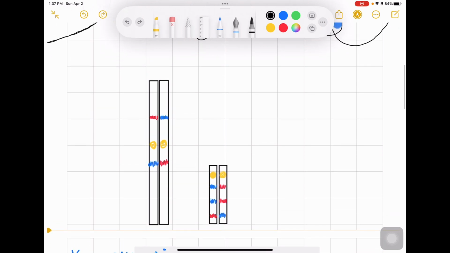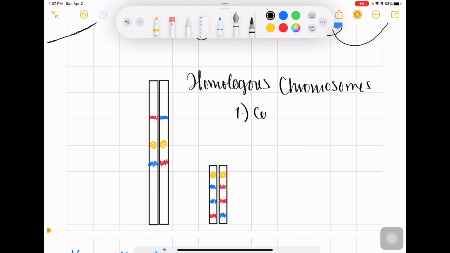Okay, so now we're going to be going into a little bit about homologous chromosomes. So what are homologous chromosomes? There are two chromosomes that have the centromere in the same spot first. Centromere positioning, which is this. This is our centromere positioning. They have that the same.